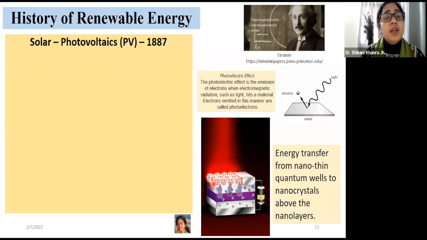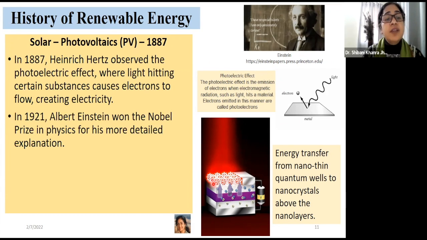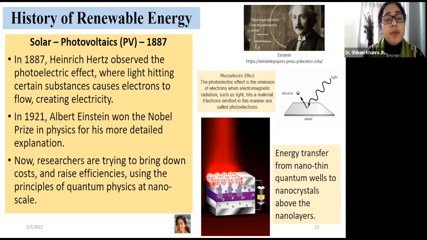So let's come to another form of renewable energy, which is solar photovoltaics, relatively new, from the 19th century, which was observed by Heinrich Hertz, who observed the photoelectric effect, where light hitting certain substances causes electrons to flow, creating electricity. That was further strengthened by Einstein's detailed explanation, for which he also won the Nobel Prize.